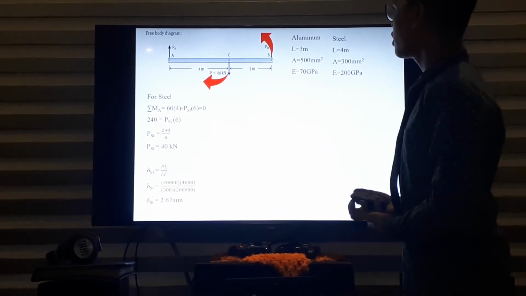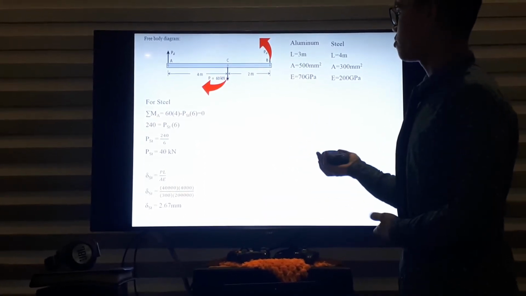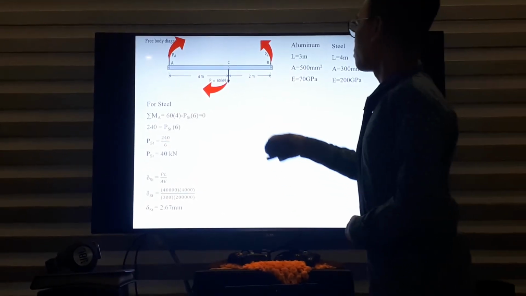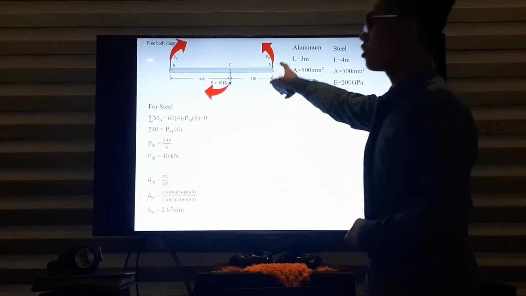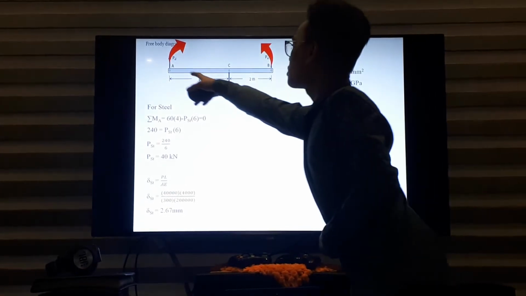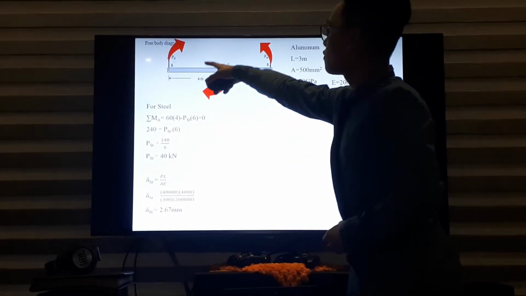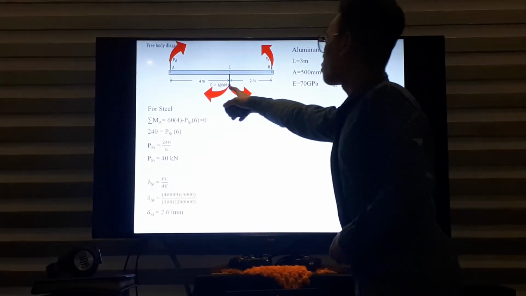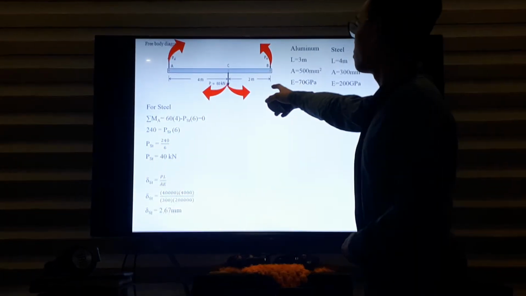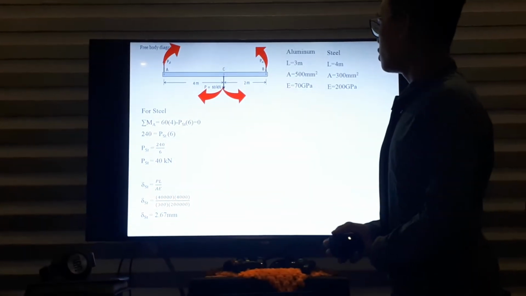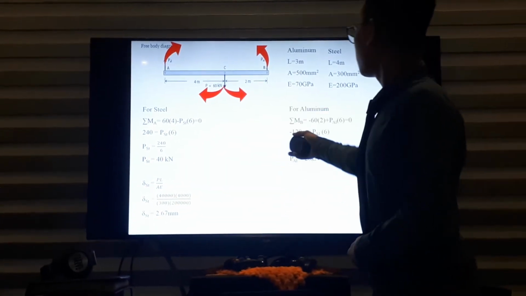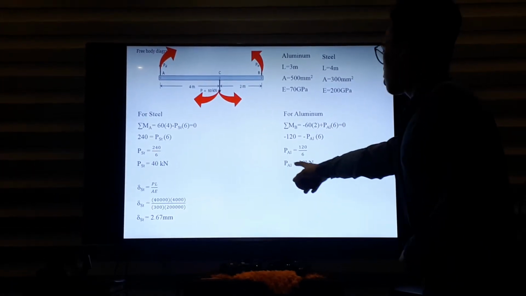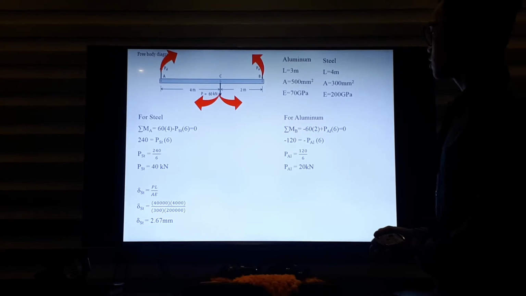And to get the same thing, we have to repeat the same process to get the force of aluminum. But this time we would get the moment along P, where clockwise is positive. So this time the force of aluminum is clockwise, while the force P is counterclockwise, which makes it negative, which will lead to an equation of this. So the force of aluminum would be 20 kilonewtons.